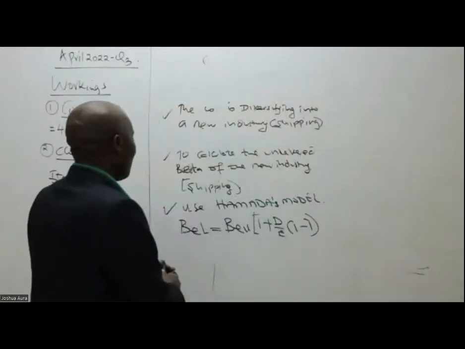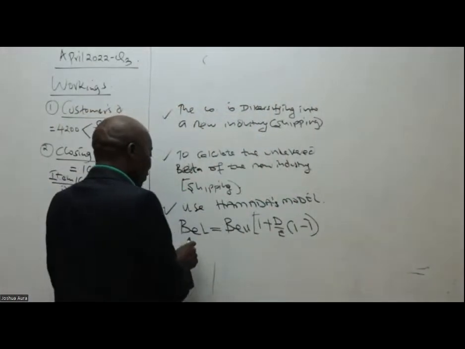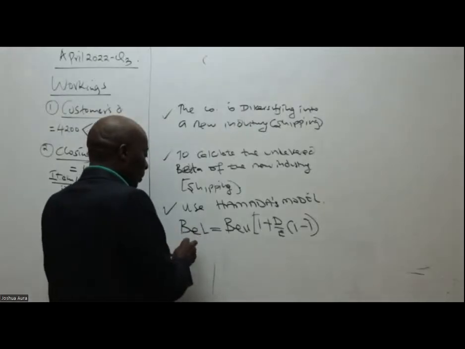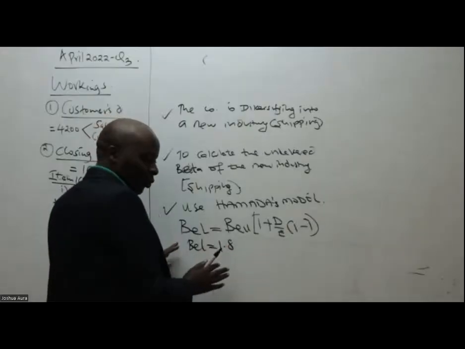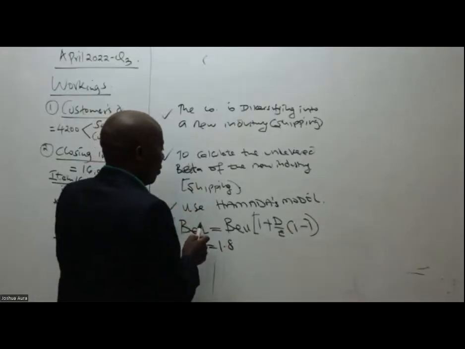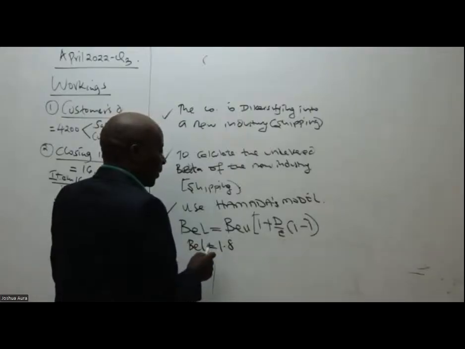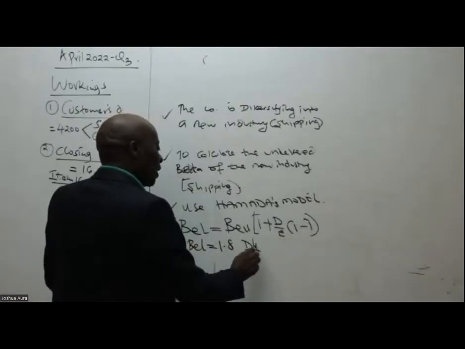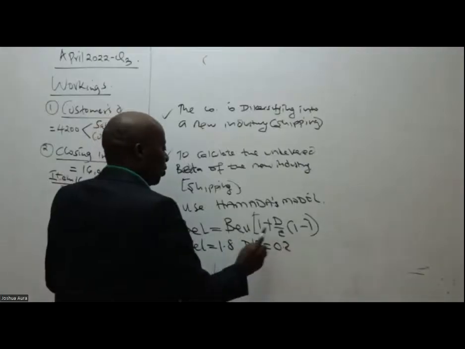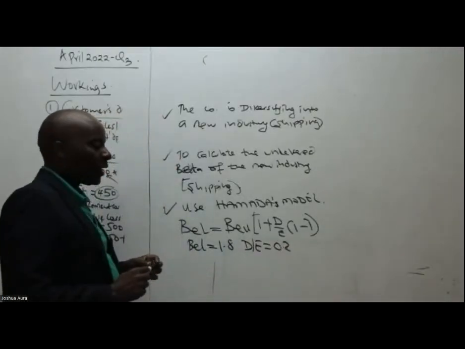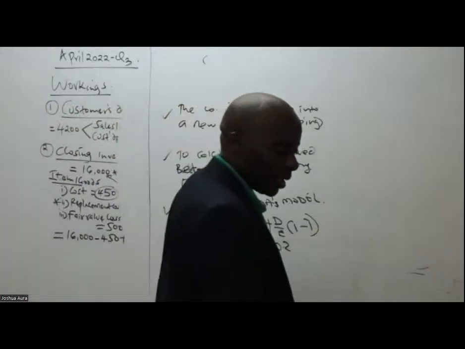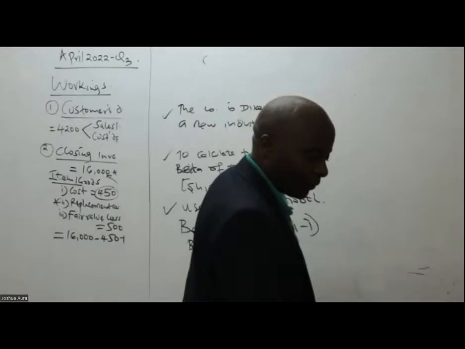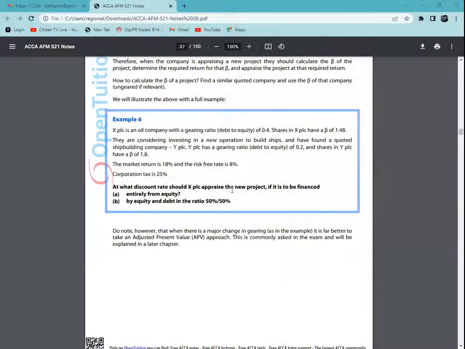So meaning, ladies and gentlemen, that they have given us Bell. You know, Bell is beta equity levered, which in this case is 1.8 of the new industry. We're talking of the new industry, 1.8. And fortunately for this new industry, they have given us the debt to equity ratio as 0.2. I'm not guessing here. They have told us debt to equity of this is 0.2.